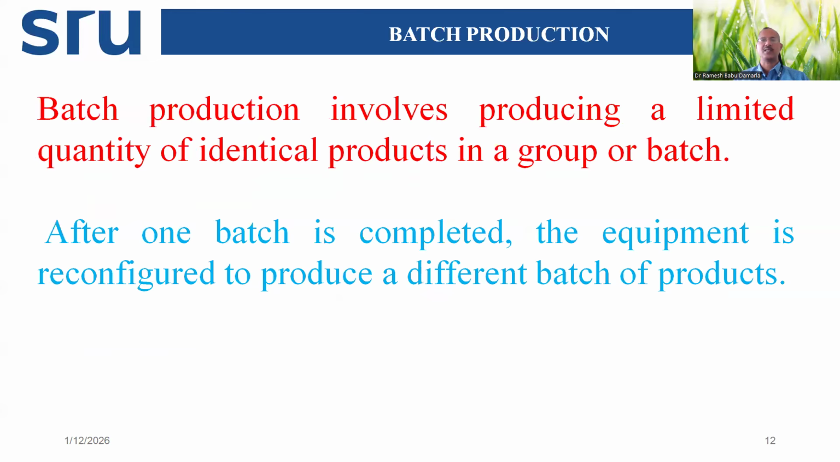Now let us see another kind of production, that is batch production. Batch production involves producing a limited quantity, a few tens to a few thousands, in a group or batch. Here, the number of varieties or variants can be few. After one batch is completed, the equipment is reconfigured to produce a different batch of products. For example, a company making toothpaste. The company can make toothpaste in 5-6 variants, but the processes are the same. The colors, ingredients may be different, but the set of machinery and process is the same, so it is done in batch production.